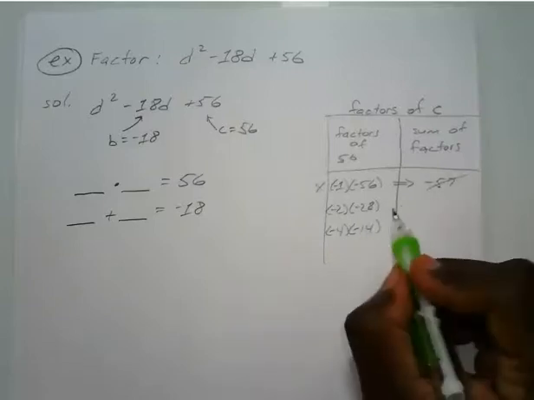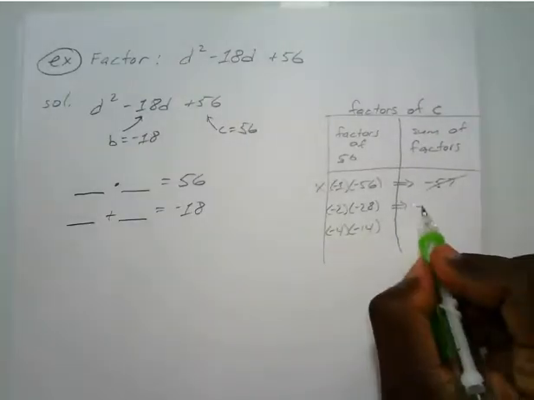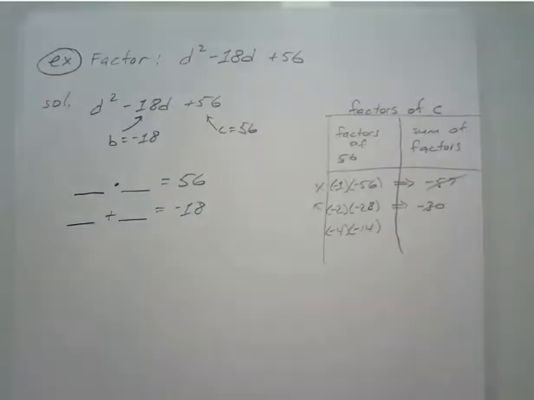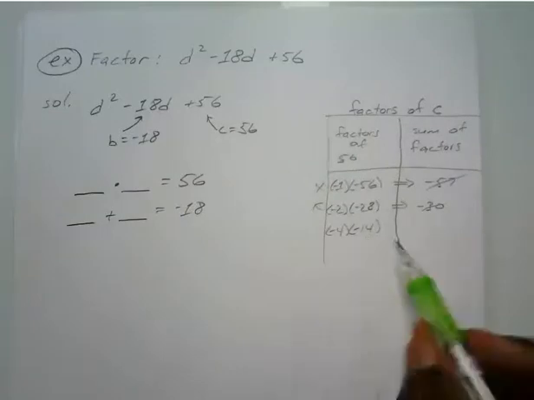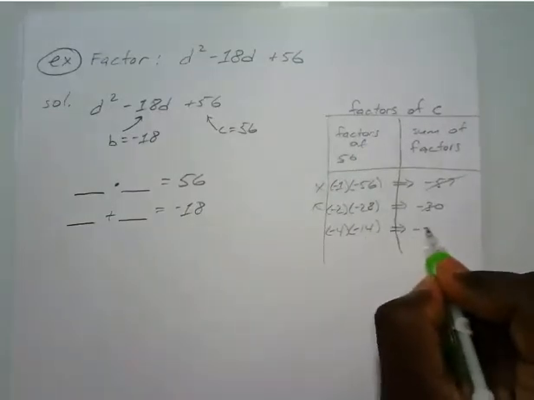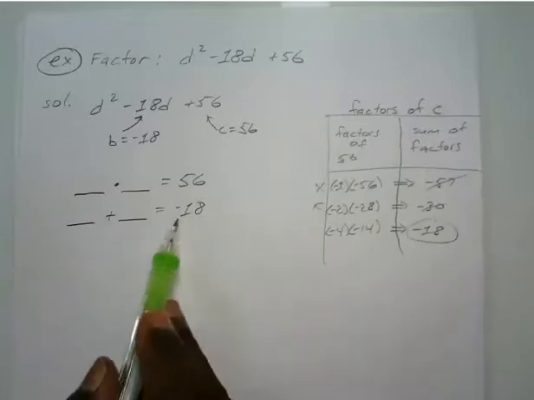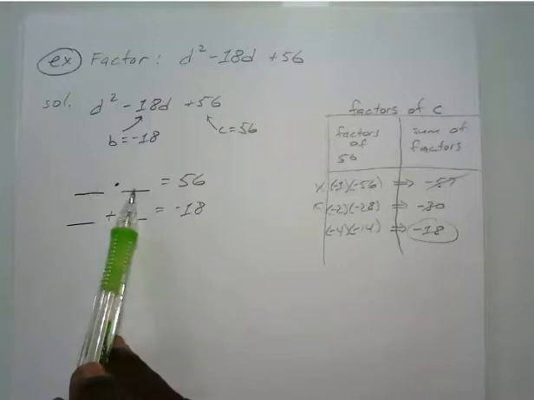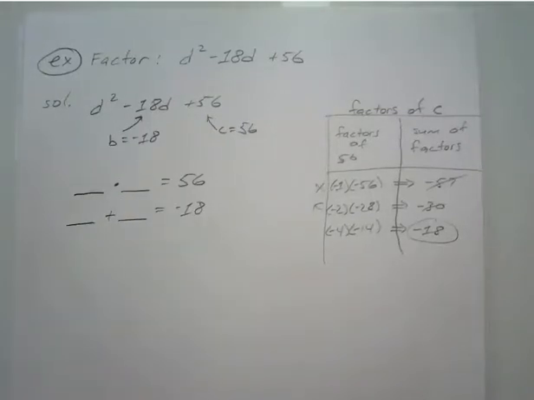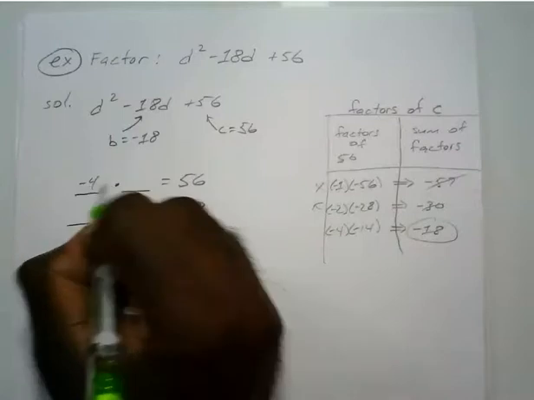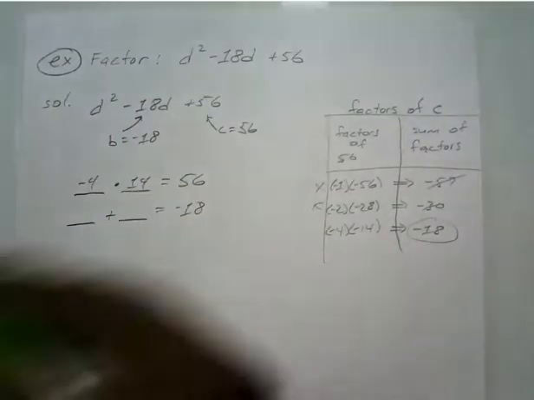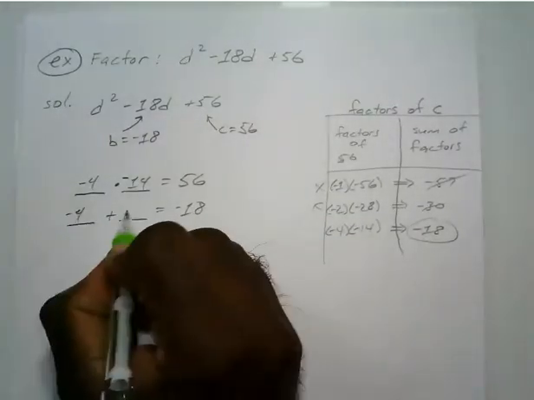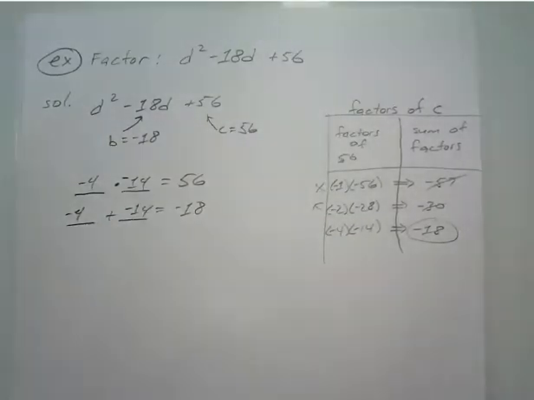-2 times -28, if we add them together, that would be -30, which we can't use because that does not equal -18. Now, -4 times -14, if we add those together, we get -18, which is exactly what we're looking for. So you can go ahead and use -4, -14, or -14, -4. Doesn't matter which order. -4 times -14 is positive 56, and -4 plus -14 is -18.